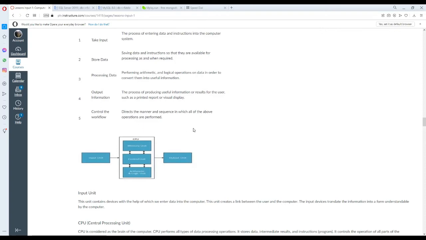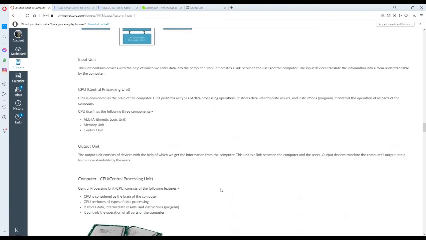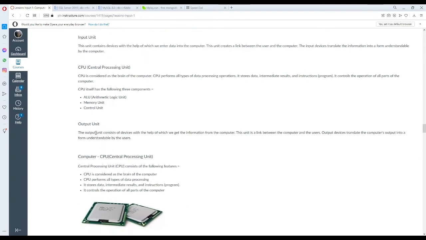So this is the diagram showing the different components. Well, input unit, which goes with the CPU unit comprising of the memory, control, and arithmetic and logical unit. And we have the output unit. For the input unit, it contains devices with the help of which we enter data into the computer. It links the user and the computer. It translates the information into a form understandable by the computer. So we have the CPU, considered as the brain of the computer.